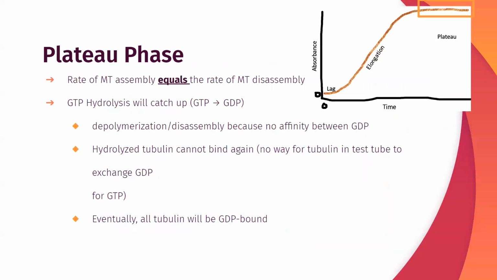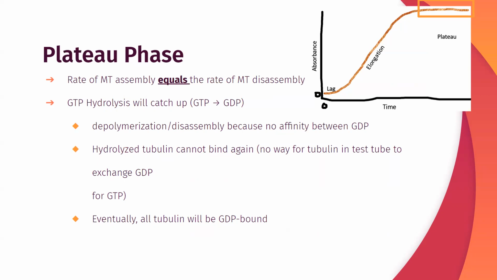So after elongation, we will have plateau, and that is when we've used up the majority of our free tubulin. We're not actively growing, but we're not depolymerizing either. Our rate of addition is just completely equal to our rate of depolymerization. So this is what we call dynamic instability. They're not just hanging out, not adding and subtracting. We're just in equilibrium between addition and, what's the word? Depolymerization.